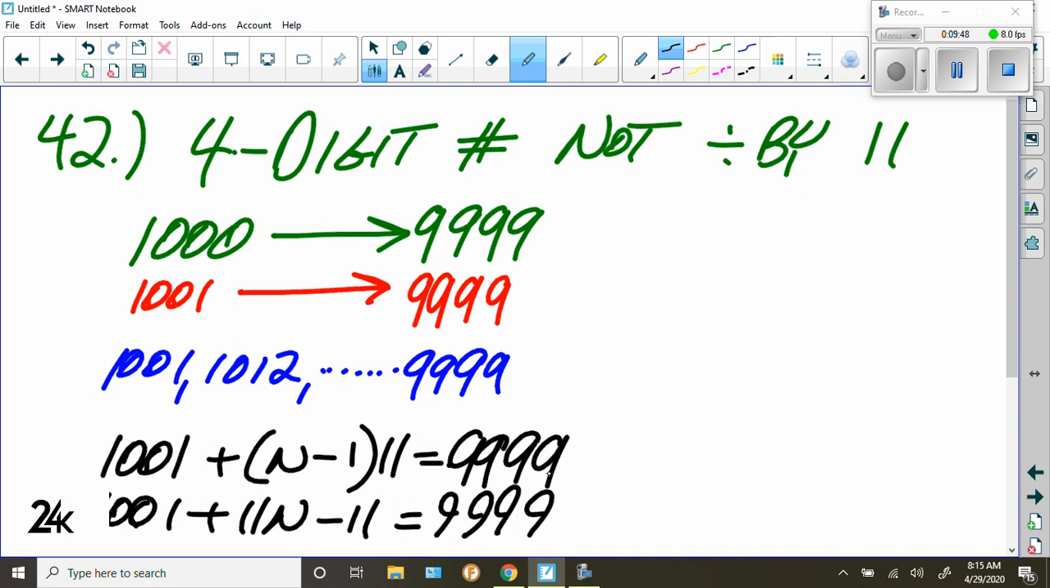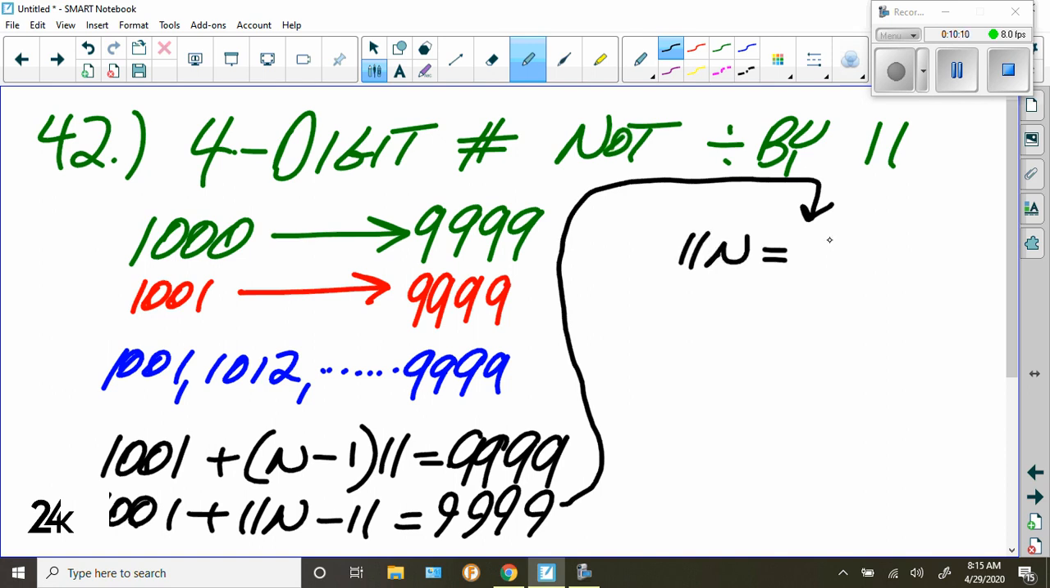Okay, so what's 1,001 minus 11? 990. So then I'm going to subtract that. So I'm going to get 11n. I'm saving some space here because we still have some work to do. 11n equals 9,009. Then I divide by 11 and get 819. Okay, 819. That's how many are divisible. Got it?